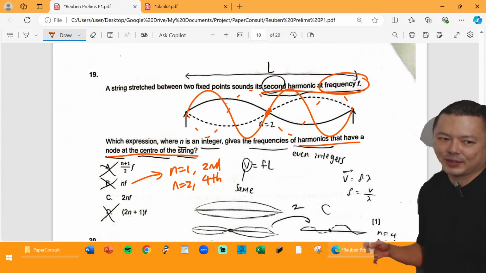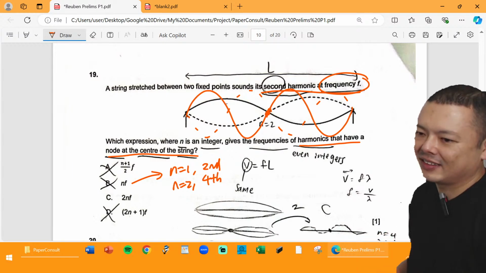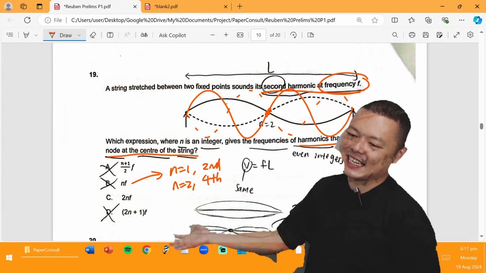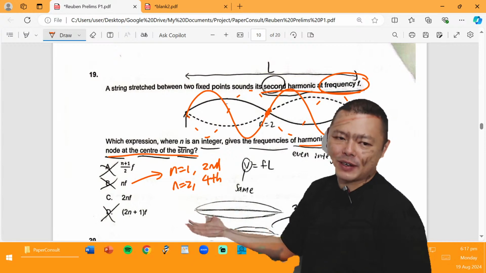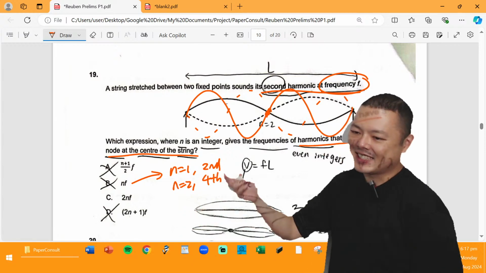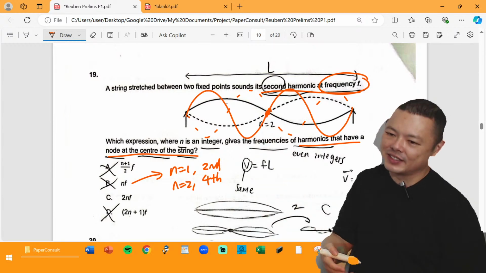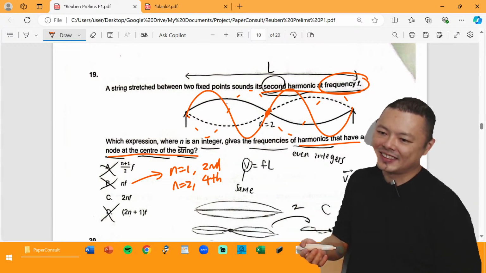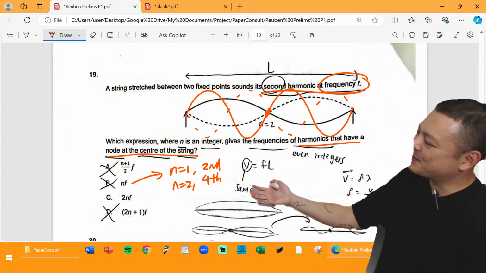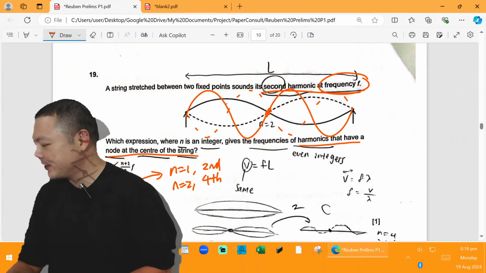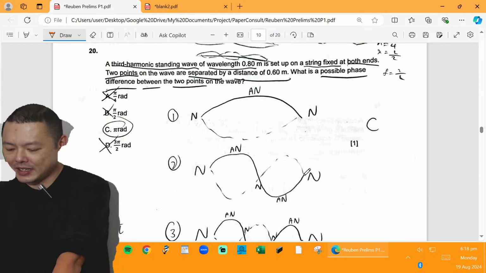Annoying question. It's very confusing. It's not even physics anymore. If you ask me about the physics, I know the second, the fourth, the sixth, the eighth, all the even number harmonics have a node in the middle. But then you ask me to come up with some AP GP relationship for it. Okay, never mind. Let's go on.